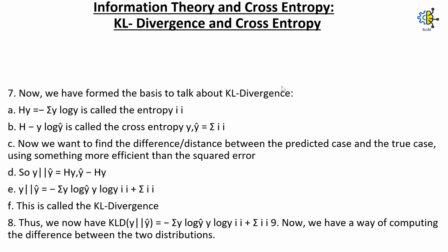Here H(y) is equal to minus summation of y log y, which is called the entropy. Here H(y, y cap) is equal to minus summation of y log y cap, which is called the cross entropy. Now we want to find the difference or distance between the predicted cases and the true cases using something more efficient than the squared error. Here in the statement, you can see this, it's the KL divergence. Now we have a way of computing the difference between the two distributions.